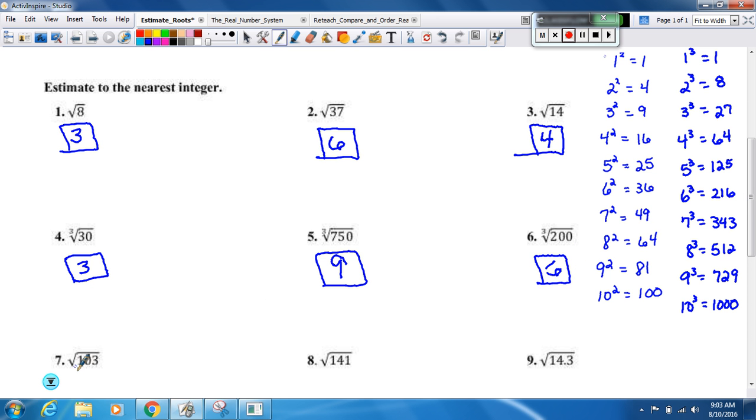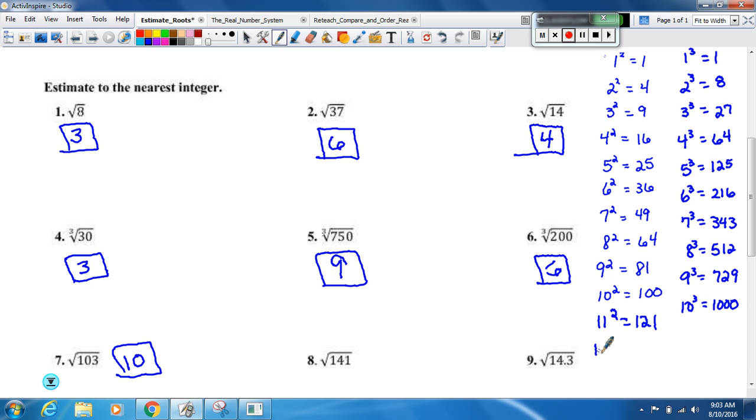The square root of 103. We're going back to the squares. We're looking for 103. Now 11 squared is 121. Okay, 103 falls between 100 and 121. It's closest to 100. So the number in front of the exponent, the 10, is the answer to that one.